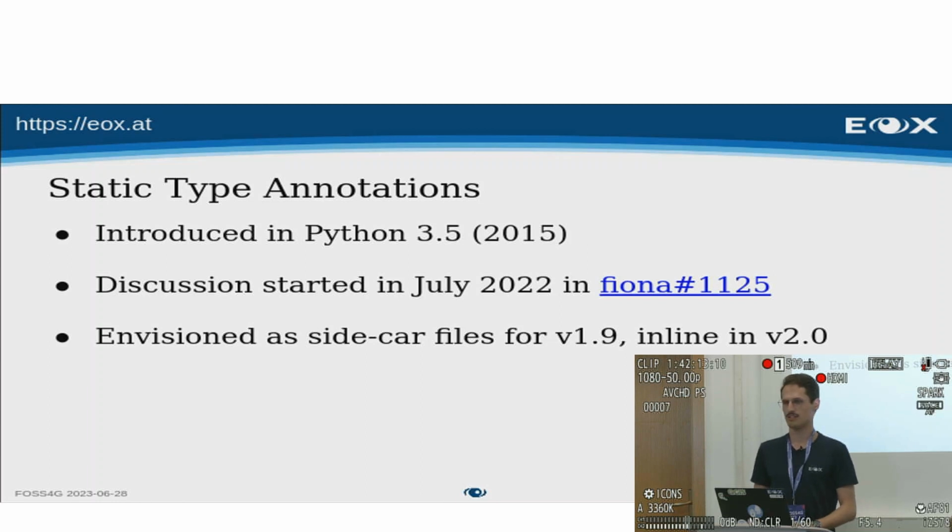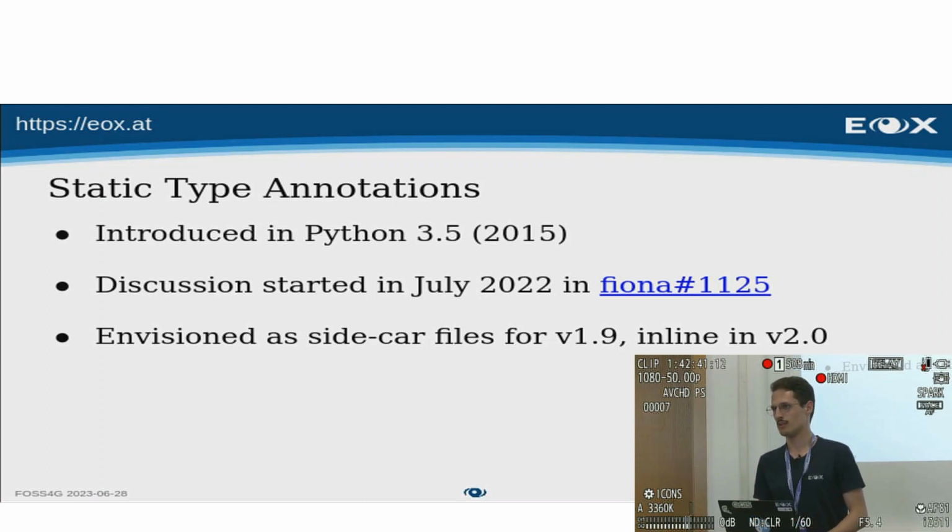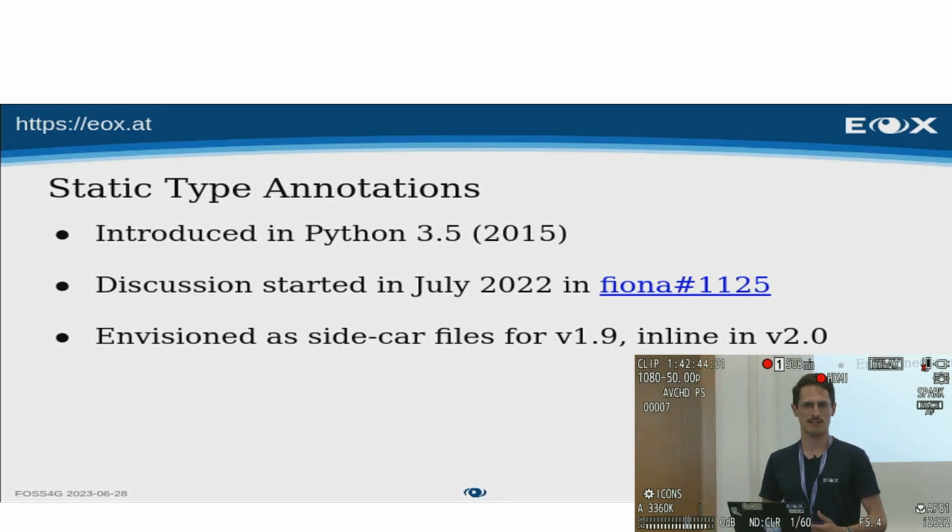A year ago, discussions started in the Fiona issue tracker about adding type annotations to the Fiona codebase. And the vision was to add type hints as sidecar files, so-called type stub files, to the current stable version 1.9 of Fiona, and then later inline these type annotations into the code base in version 2.0. I would like to note that this does not change any runtime behavior of the code, so this is purely for static analysis before running the code itself.